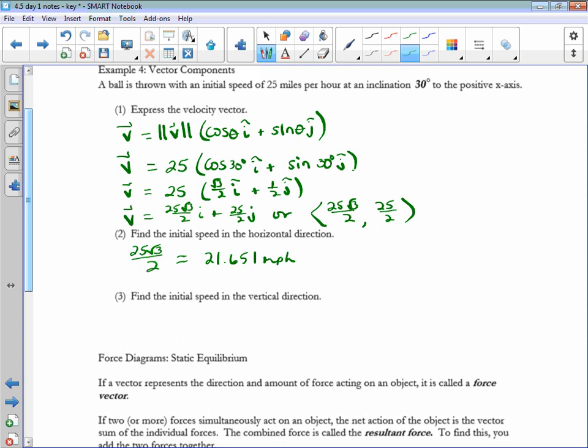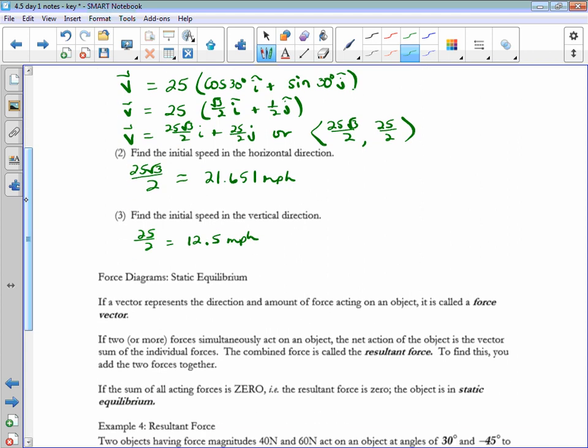What about the initial speed in the vertical direction? 25 over 2, which is 12.5 miles per hour. And guys, think about it for a second. If it's thrown at a 30-degree angle, doesn't it make sense that you'd have more speed in the horizontal direction than in the vertical direction? If it was thrown at a 60-degree angle, what would you expect? Much more in the vertical direction than the horizontal. So just make sure your answers make sense. And if it was 45, they'd be the same. Yes. See, your brain's working now.